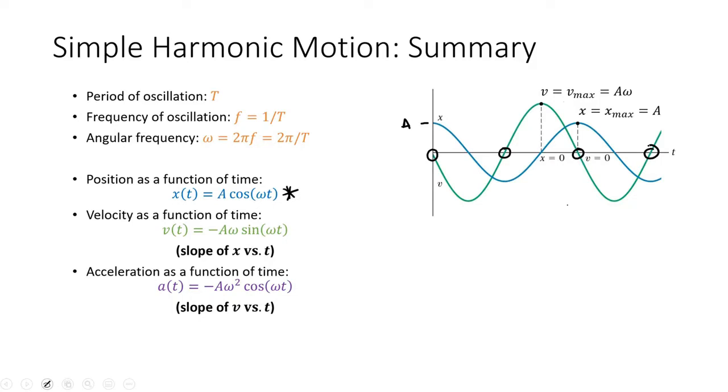or vice versa. The other thing to think about is the fact that velocity is the slope of the position versus time curve. And so here you'll notice that the slope of the x curve right at the beginning is negative. And so that's why the velocity goes negative to begin with.